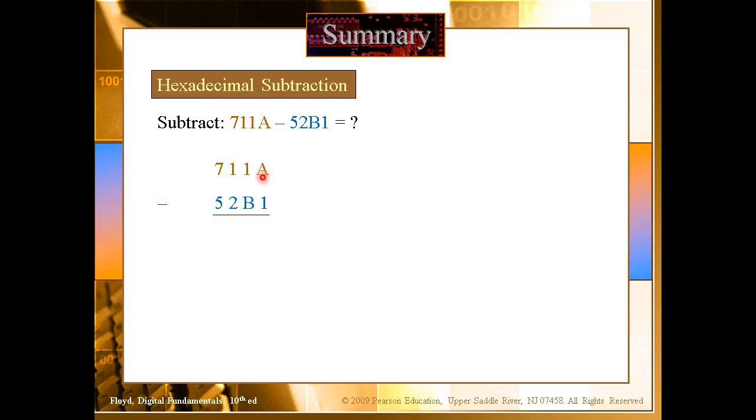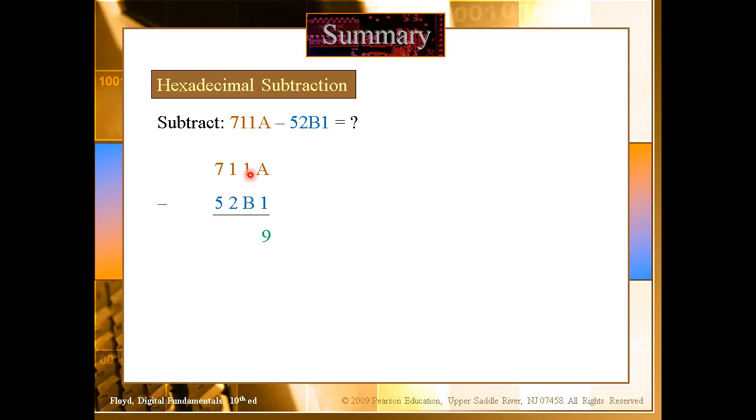Let's look at the very right column. What are we subtracting? A minus 1. Now what is A again? A is 10, right? So A minus 1 is what? 9. Very simple. So we're just writing 9 here. Now the next column, this is 1 minus B. Now we have a little bit of trouble because B is 11, right? So you are actually trying to subtract 11 from 1, which is not possible.